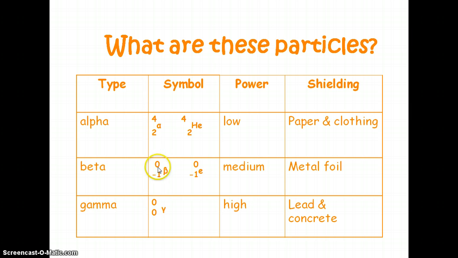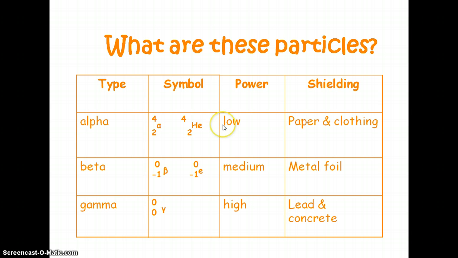Beta is 0, -1, so it has a mass of 0 but a -1 charge. So basically that makes it an electron. Okay, so beta is like an electron. And then gamma is 0, 0, no mass, no charge, and this is a little funky gamma symbol.